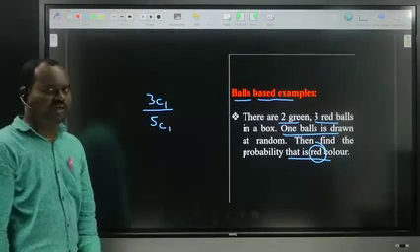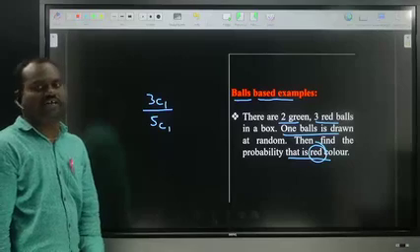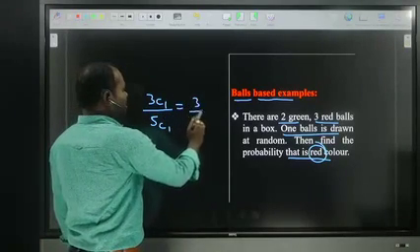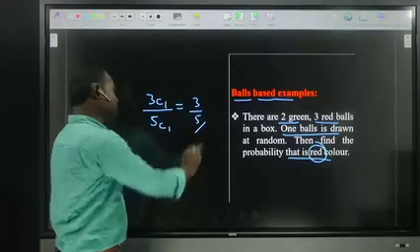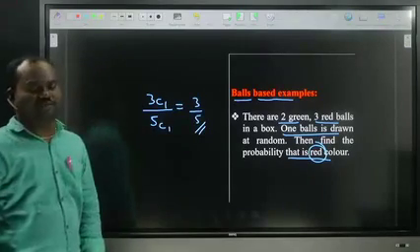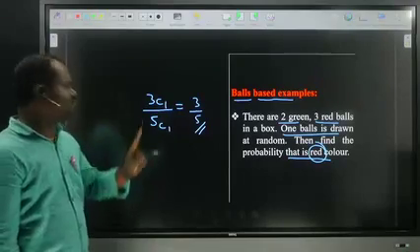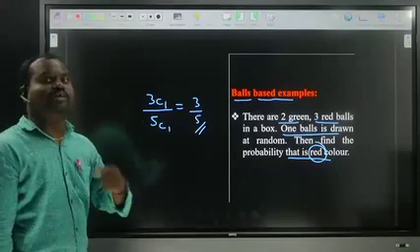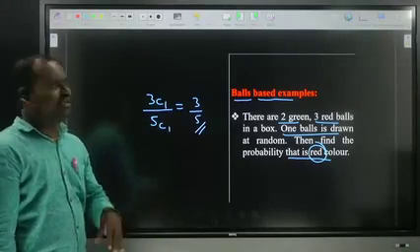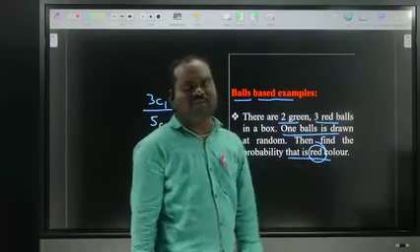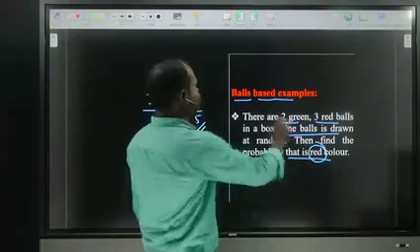What is the NC1 value? NC1 equals N. Based on that, what is the answer? 3 by 5. Right? Is it clear? The answer is 3 by 5. Total 5 balls, we should pick 1, so the denominator is 5C1. That 1 ball he wants red, 3C1. In case he wants green color, then 2C1 by 5C1. That's it.